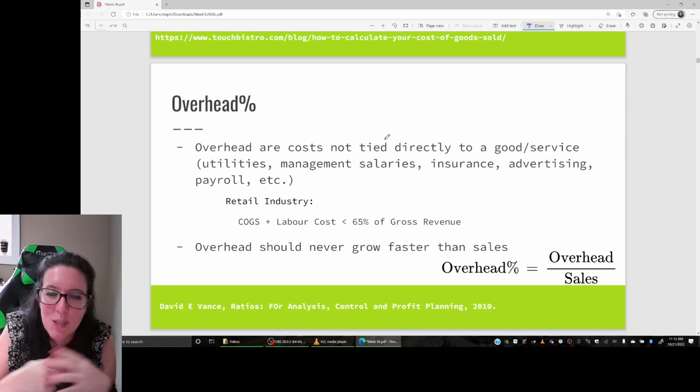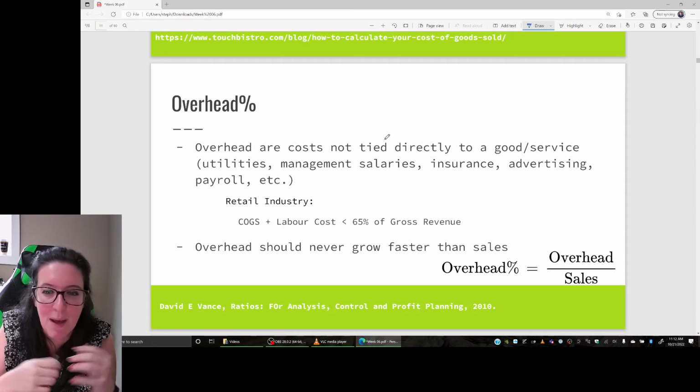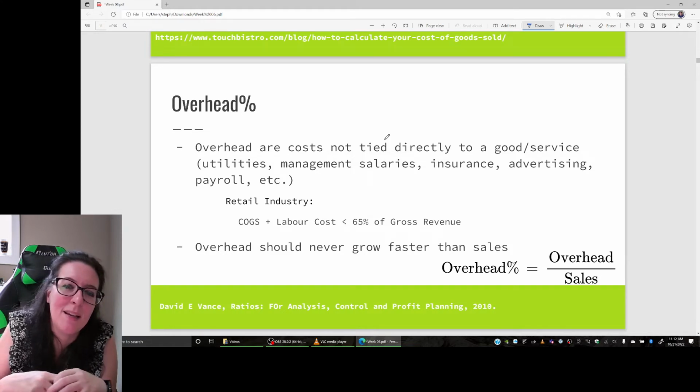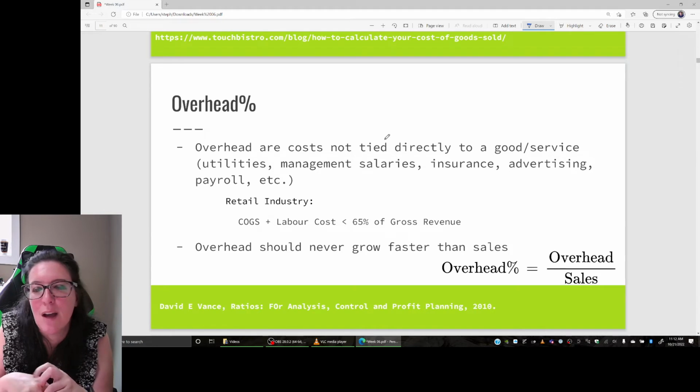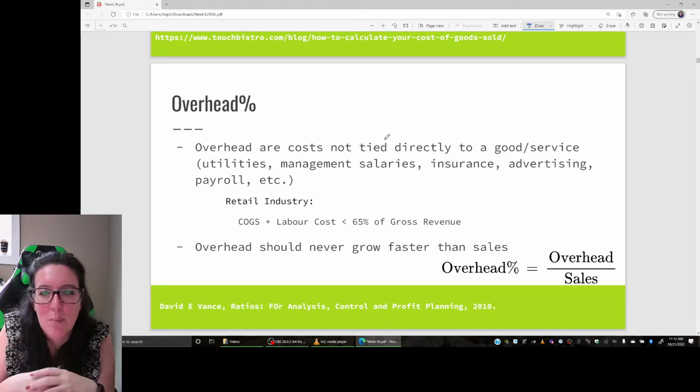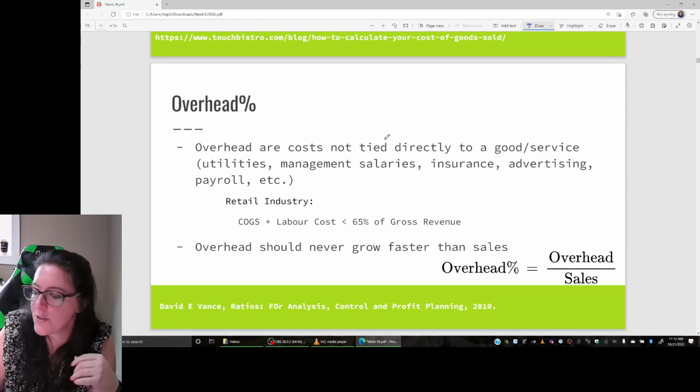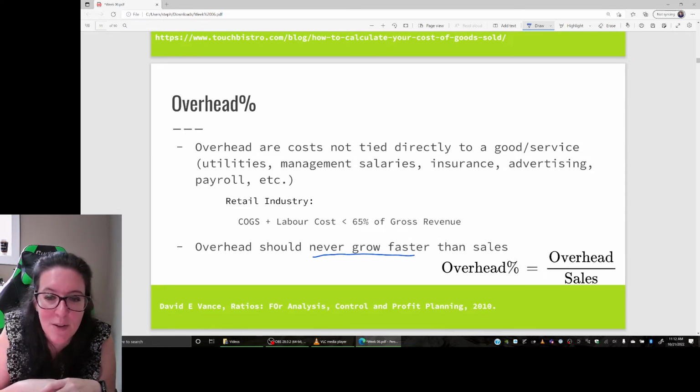And as we said just a moment ago, if you take the cost of goods sold plus the labor costs that come out of overhead in retail and food, you should be less than 65% of your sales. When you are looking at overhead as a percentage of sales, you don't want it to grow. You don't want the overhead to grow faster than sales. So this percentage should not be going up.